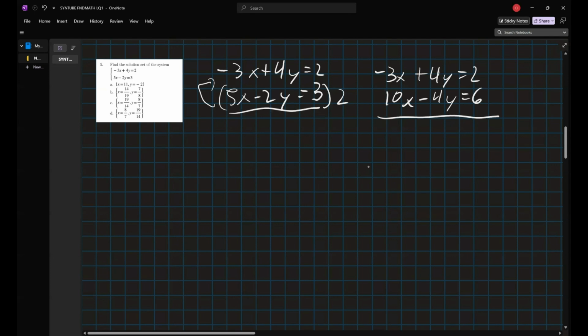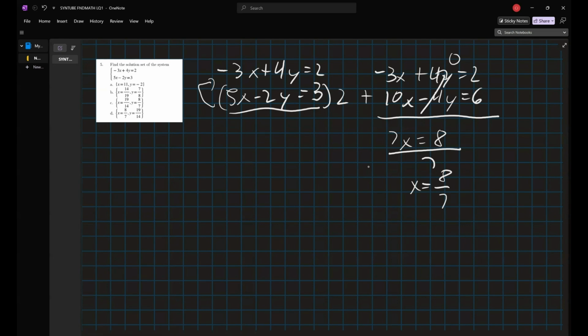Now, what we want to do is add the equations to each other. That would give us 7x, the y terms would cancel, which is what we wanted, equal to 8. Now we just have to eliminate the constant 7 from x so that we can have the value of x. So with that, we divide both sides by 7, and that would give us x equal to 8 over 7. Now, if you look at the choices, we can already say the answer is D. But I'll just show you how we can get the value of y as well.